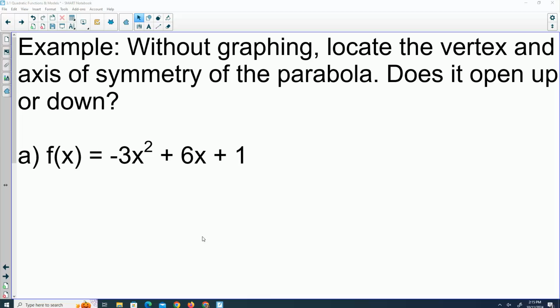Okay, x equals opposite of b over 2a. And so we use that in order to get our graphs. Now I'm asking you a question. Without graphing, locate the vertex and axis of symmetry. Do I have to have the graph to find the vertex? No, we just have to know x equals the opposite of b over 2a.